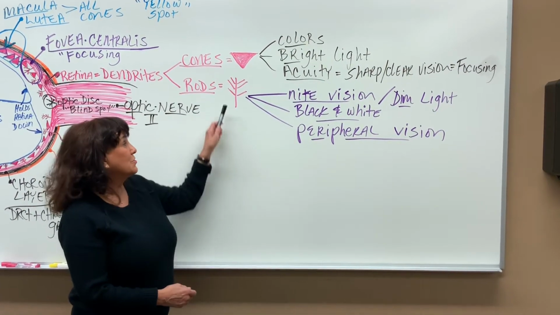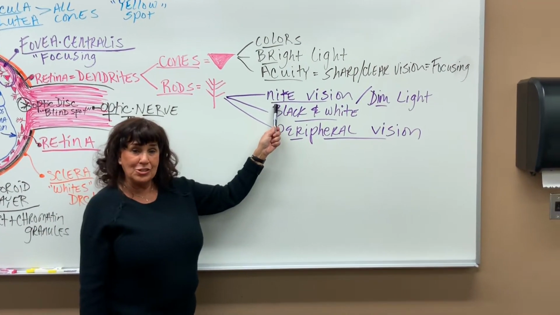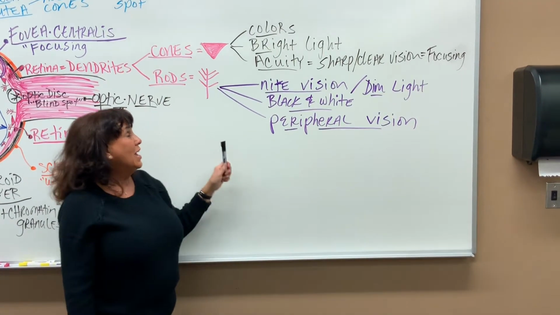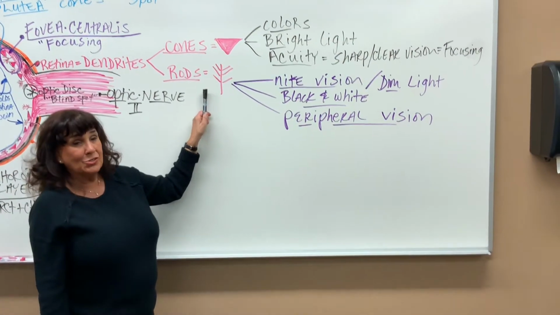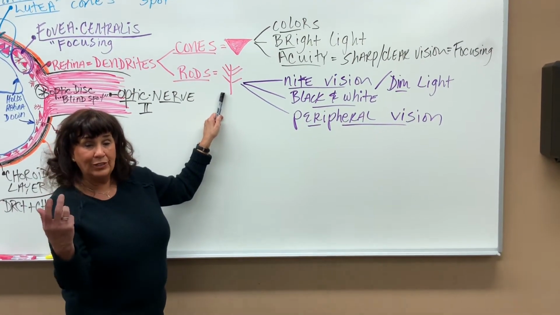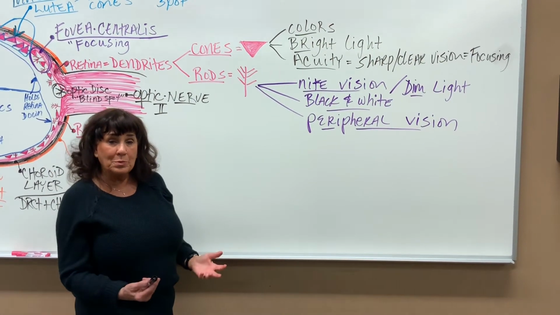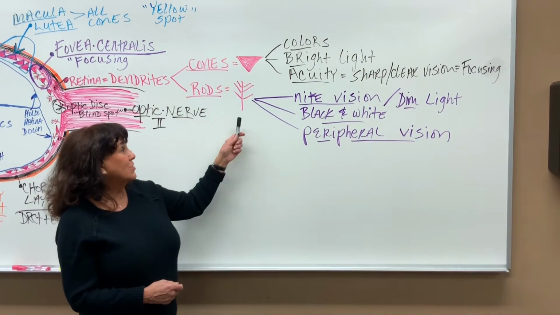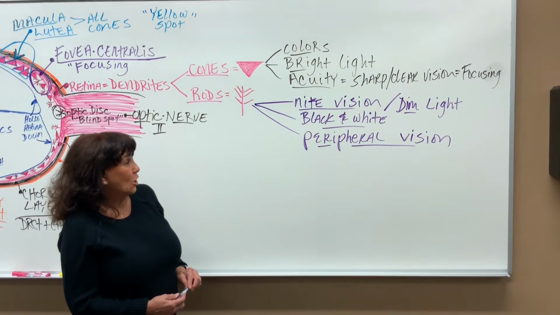Then the rods that look like little trees, they're for night vision and dim light. And so as you age, your rods are the first ones to break down and die. And so that's why a lot of older people don't like to drive at night, because they can't see as well, because they have fewer rods. They've already died and basically are gone.